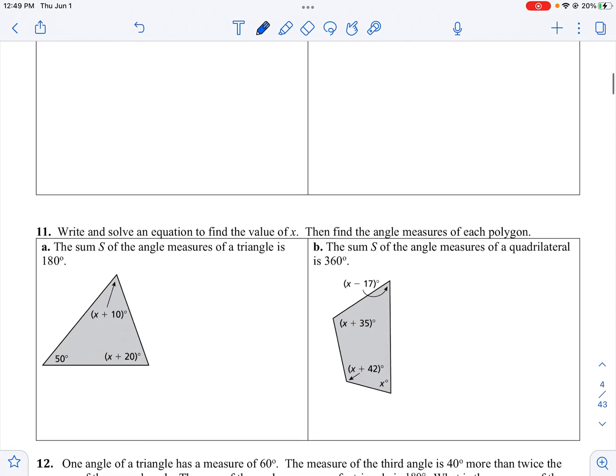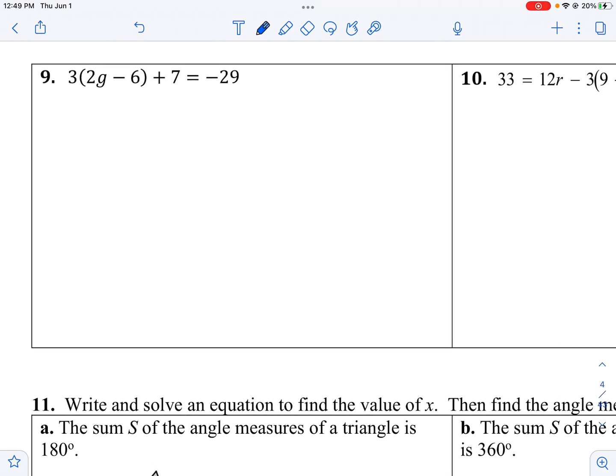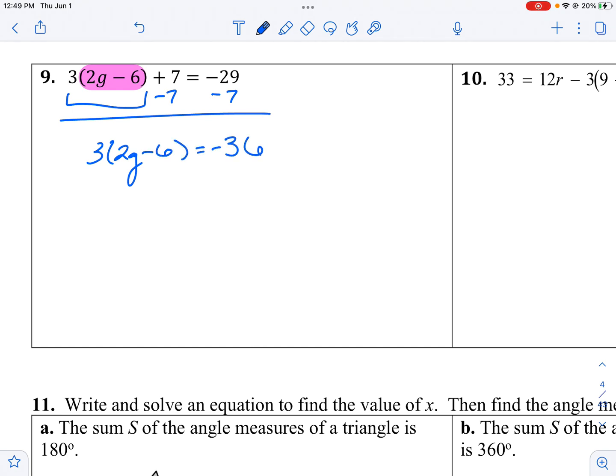All right, these are kind of weird because there's a lot of different operations going on. First thing I should do is get rid of anything outside of parentheses. These are kind of attached together, so I'm going to have to get rid of that positive 7 first. I get 3 times 2g minus 6 equals a negative 36.